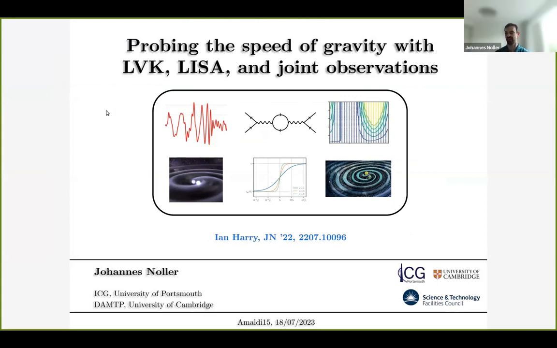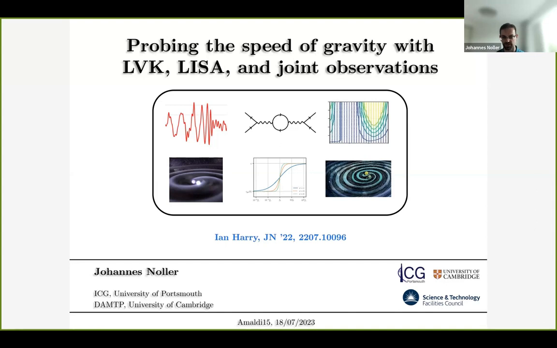Thank you all for being here and for having me. So as Gregorio just told you, I'll be telling you about testing the speed of gravity. And I want to start with some credits because this is somewhat related to what Nathan was just talking about and some work that has been going on for a long while in the testing GR group.